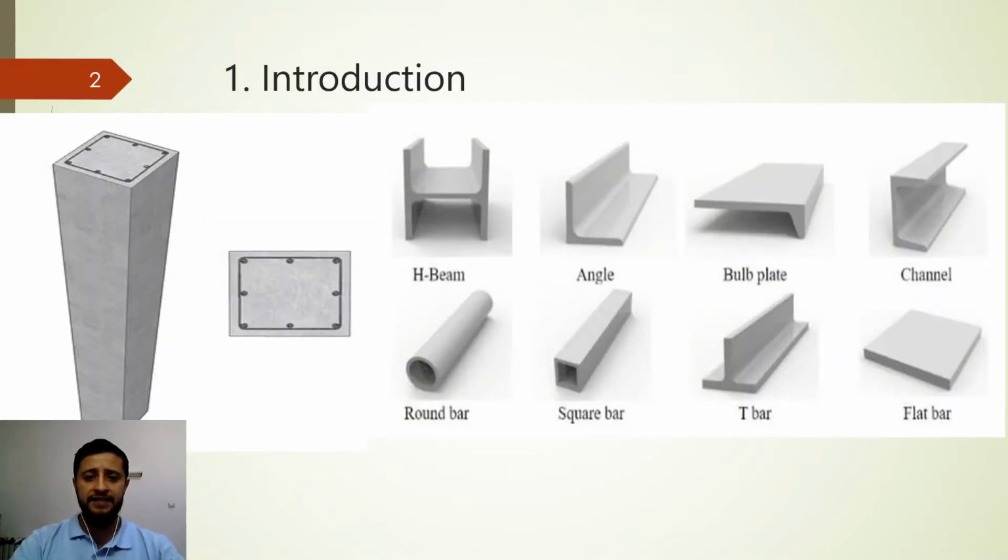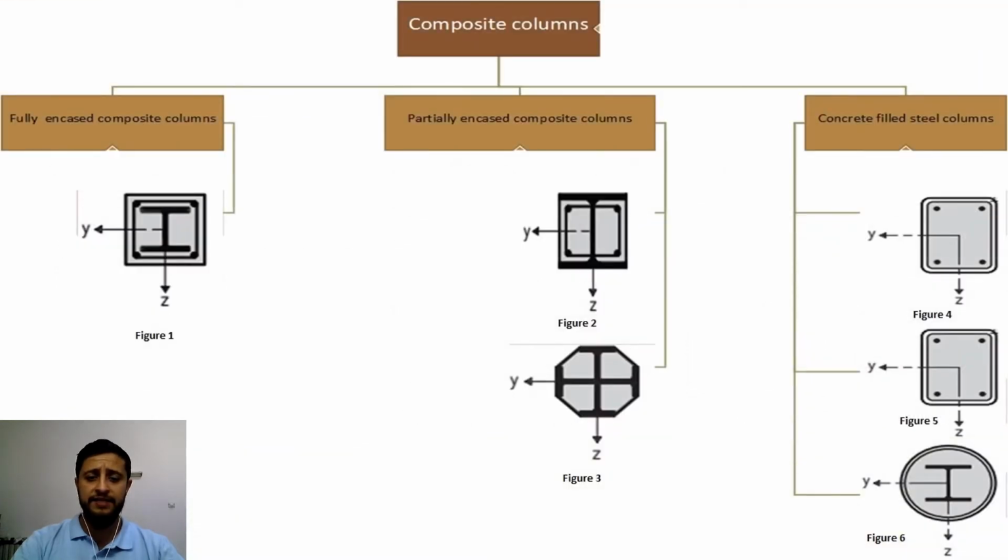Concrete and steel have different advantages. Concrete has high compression strength and low cost, while steel has high tensile strength, rigidity, and ductility. Composite columns are used extensively in modern buildings, especially in industrial buildings.